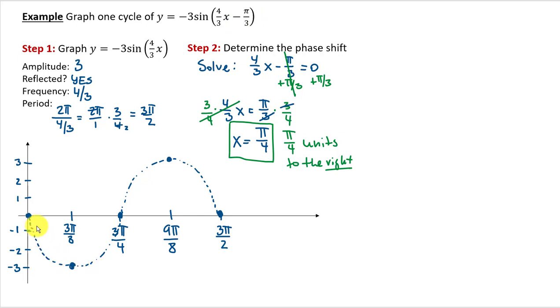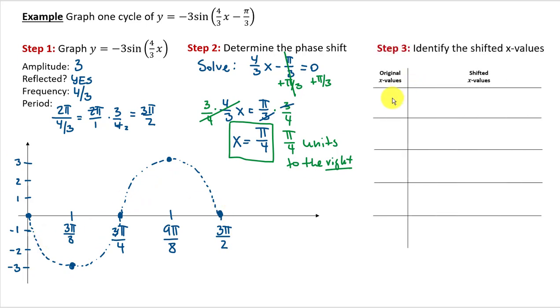Now to find out the new location of the key points after the shift, I'm going to perform step 3. First, I'm going to list the original x values of the key points. These are those 5 key points within one cycle. So there's 0, 3 pi over 8, 3 pi over 4, 9 pi over 8, and 3 pi over 2.